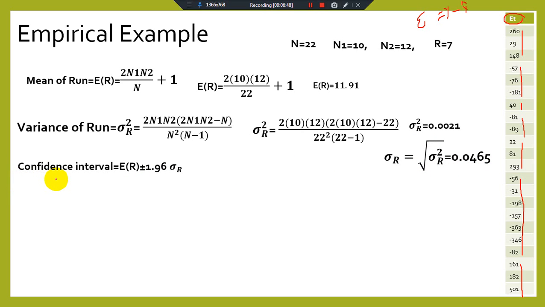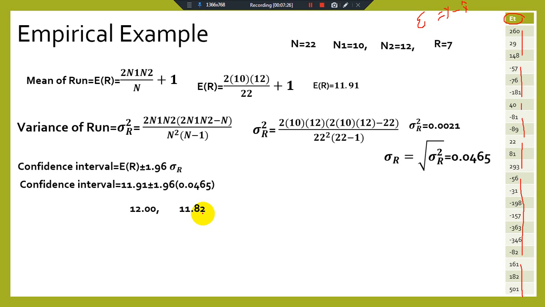Now we have the confidence interval formula: the expected value of runs plus or minus 1.96 times the standard deviation. We put in the mean value of runs, multiply the standard deviation by 1.96, and add it to and subtract it from the mean. By adding we get 12.00, and by subtracting we get 11.82.